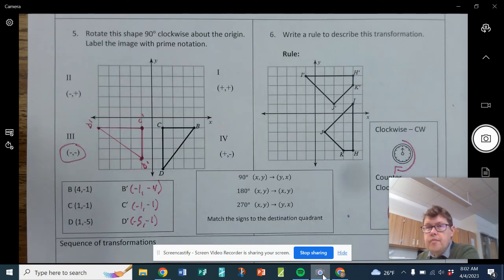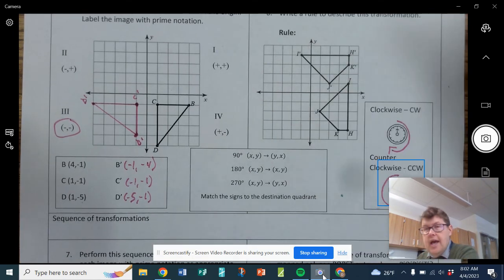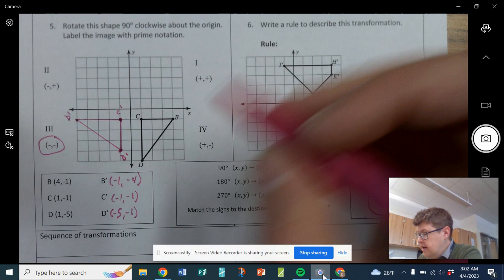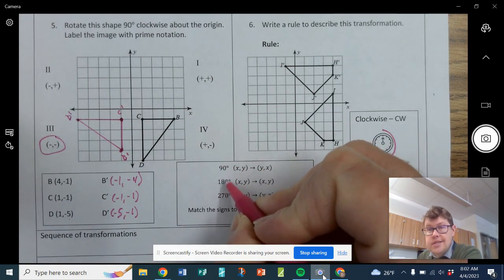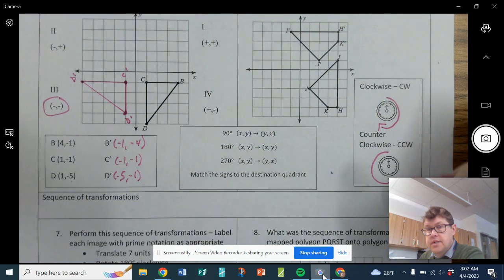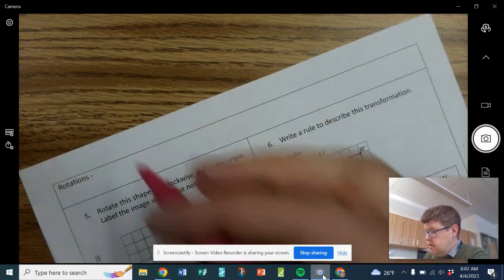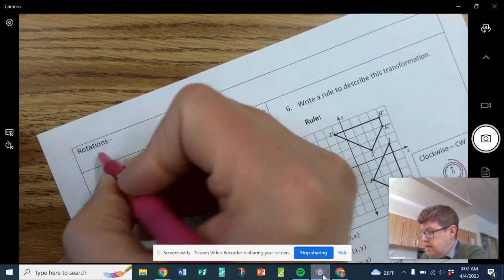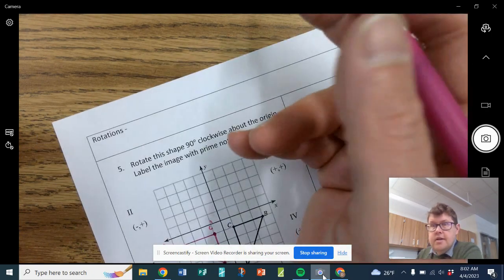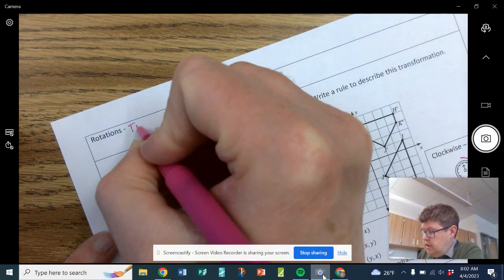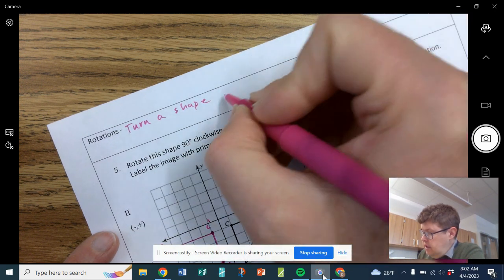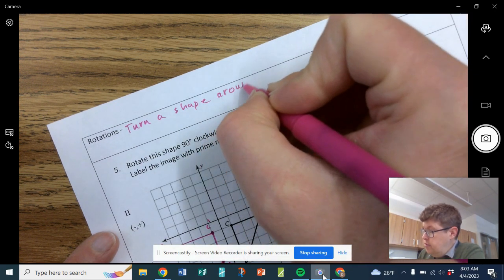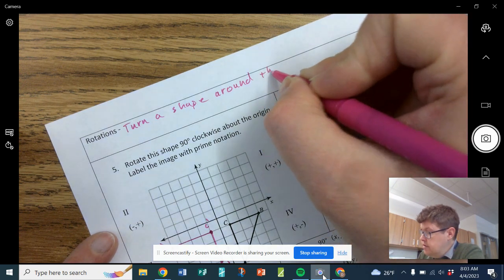Yeah. And so when you have a rotation that's already happened, you've got to figure out two things. You've got to figure out the degree or the distance that it moved, and you've got to figure out the direction. So you need two things. Let's define a rotation. A rotation is just when you turn a shape around a point called the center of rotation.